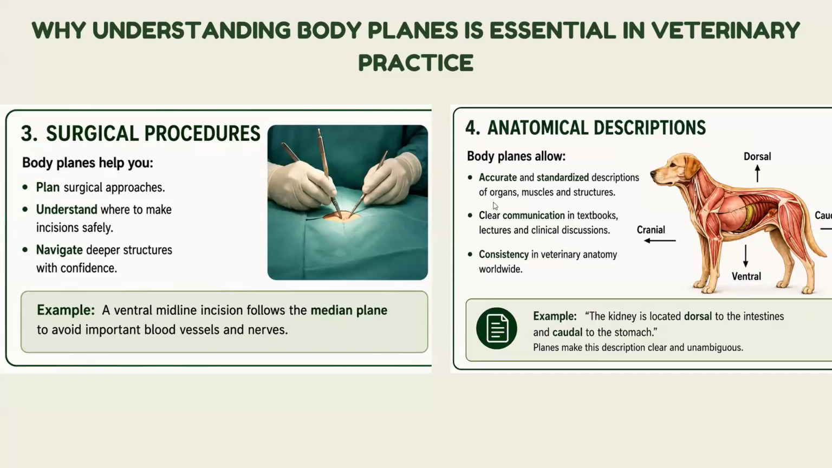Also, anatomical descriptions. Now, this is the fourth reason why understanding your body planes is essential. It helps you understand terms, muscles, and structures, and have clear communication in the textbook, lectures, and clinical discussion. So if they are saying, this is cranially located, this is dorsally located, you will not be confused because you already know what this is. If they say it's dorsally located, that means it's at the bottom, the lower area, the abdominal region. If they say it's caudally located, that means it's towards the tail.